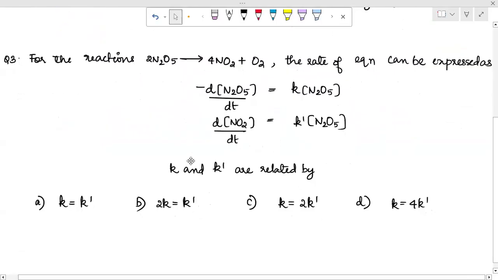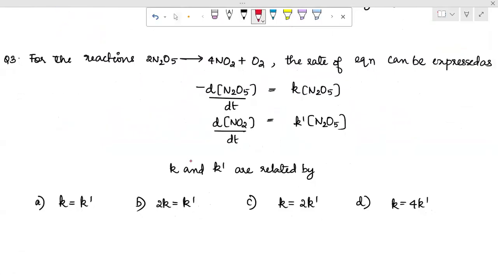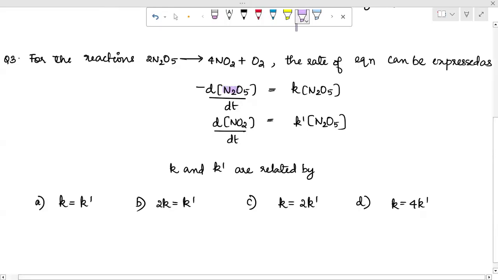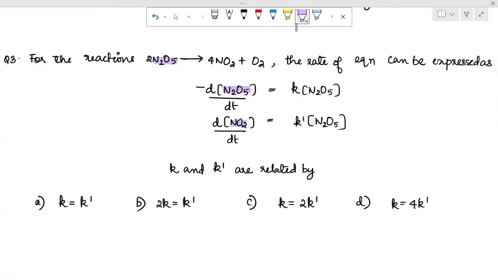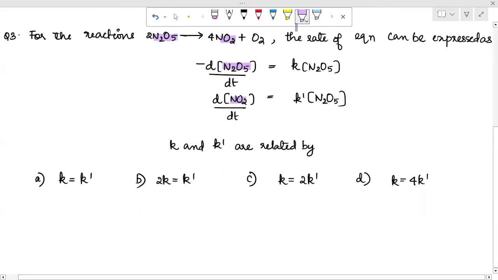What was the question? For the reactions, there's a typical reaction which is given to you. The rate equation can be expressed as, and they have given two relations. Now the relations are based on N2O5, which is on the reactant side, and NO2, which is on the product side. The question is to find how K and K prime are related. Okay, so based on what we know, what can we do? We can write the rate expression of the reaction, correct? So let's do that.